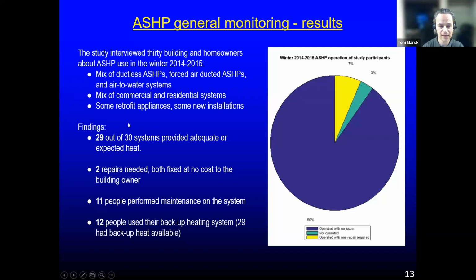What are the findings from that? 29 out of the 30 systems provided adequate or expected heat. There were 2 repairs needed, but both were fixed at no cost to the building owner. 11 people performed maintenance on the system, typically basic things like cleaning the filters. And 12 people used their backup heating system, even though 29 had backup heat available. So the overall message from this is that people are pretty happy with heat pumps. And that's why there's a growing interest in heat pumps in Alaska.